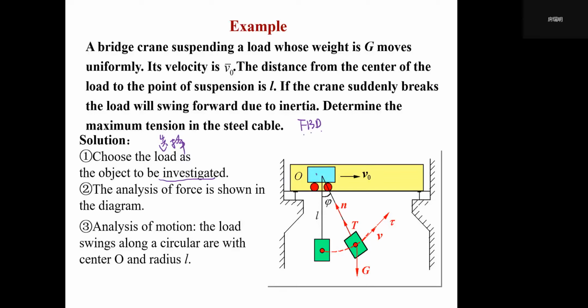So you get confined, actually we know along this direction is v. Analysis of motion: the load swings along a circle with center O and the radius L, right? So we will try to find its acceleration first, then we can use the second law of Newton along tau direction and n direction. You see, can you guys see? This is the tau direction of the natural coordinate system, and this is n direction, right?